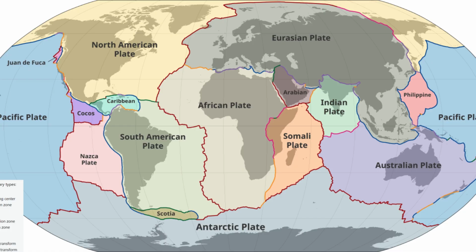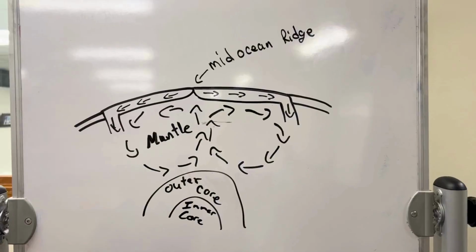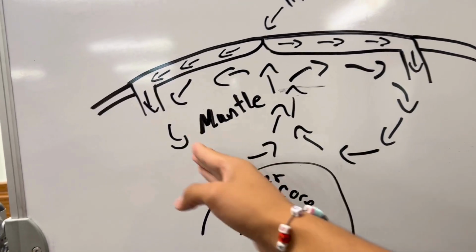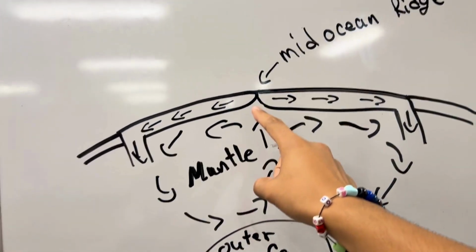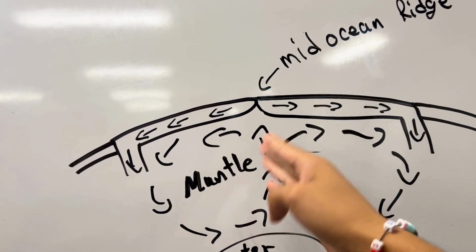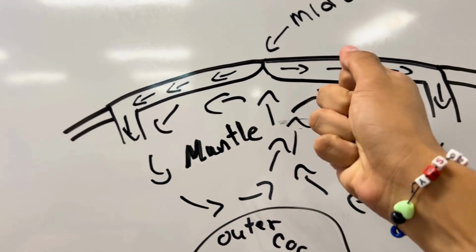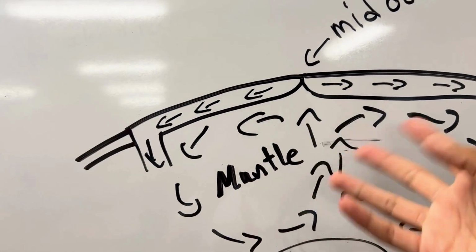But what I'm going to focus on is explaining how new crust is made in these mid-ocean ridges, also plate boundaries. So this is how new crust is made. Pretty much magma from the mantle rises up to this point, and because it's in the ocean, it is a mid-ocean ridge. Because it's in the ocean, the second it touches it, it hardens into basalt.